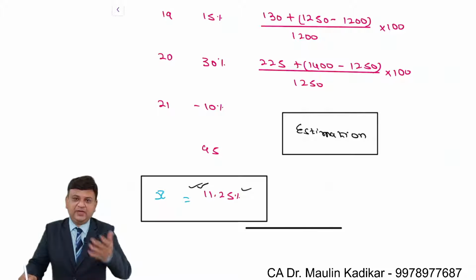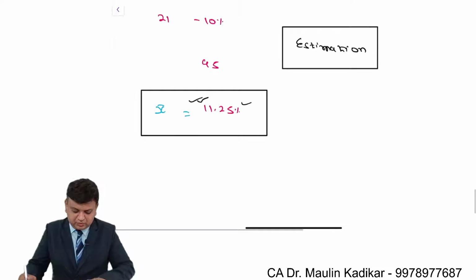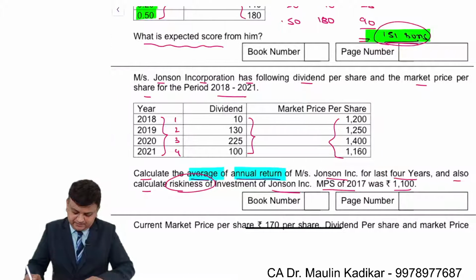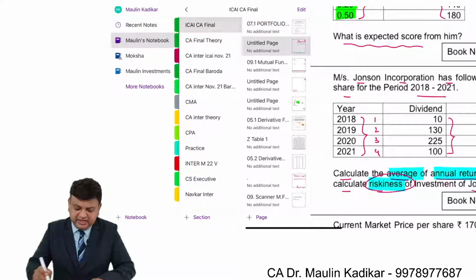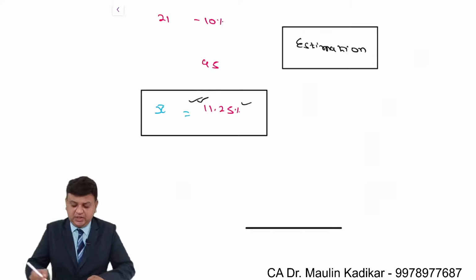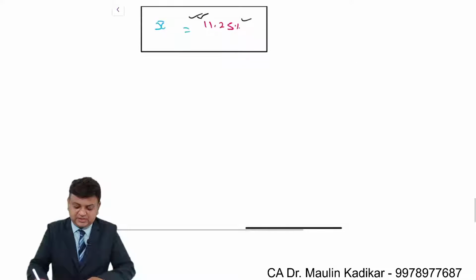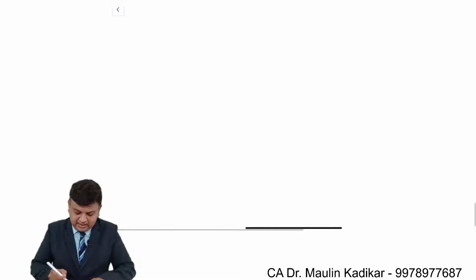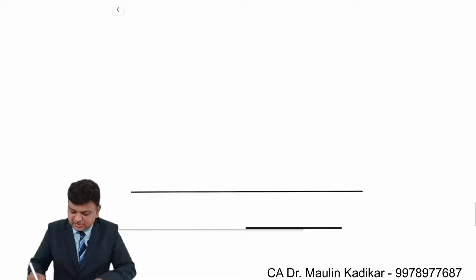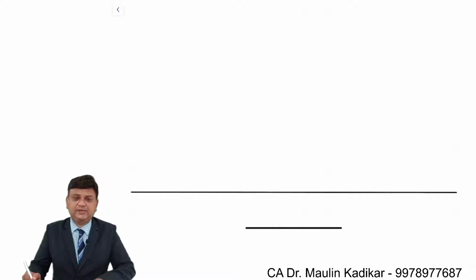So friends, now we are understanding further, because over here the question does not come to an end. The question says that you are required to measure the riskiness of the investment. It means that you are required to measure the volatility of the securities return. How to measure the volatility of the securities return? Let us have understanding of the same.